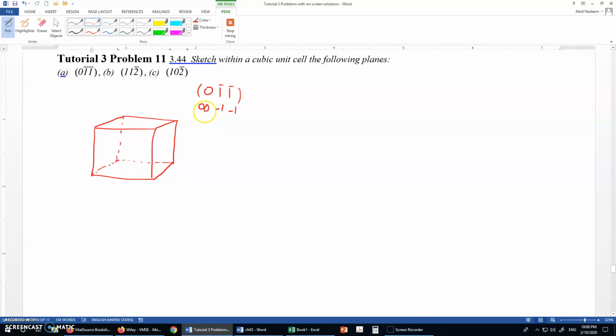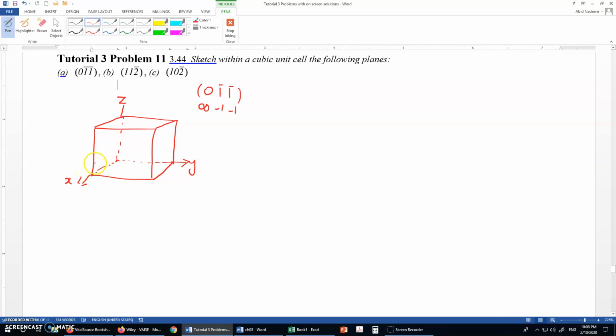So infinity will show that this plane will be parallel to the x-axis. So x-axis, y-axis. No, sorry, this is z-axis, and this is y-axis. So this will be parallel to x-axis, and then it will intersect the y and z-axis at minus 1 coordinates. But if in this case we take minus 1, the plane will be outside of the unit cell. But that is correct.